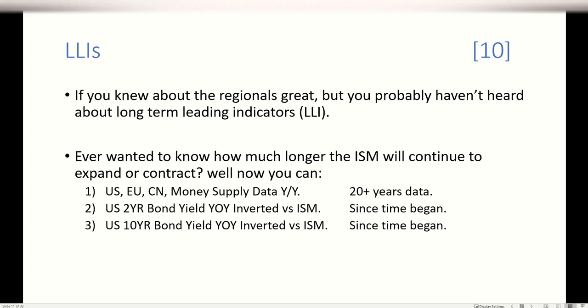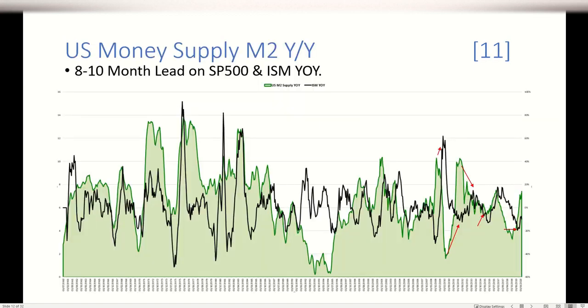And money supply, obviously, if you have more money, it's going to filter its way into the stock market sooner or later. So keeping an eye on this type of data will show you which way markets are going to go eventually. Here we're focusing on the United States, because the United States is still the biggest economy in the world. So the United States money supply on a year-over-year basis versus the ISM on a year-over-year basis. The green shaded area is the money supply, and the black line is the ISM year over year.